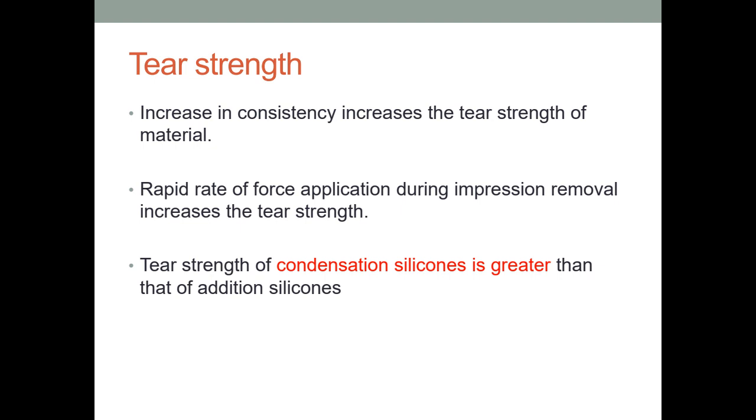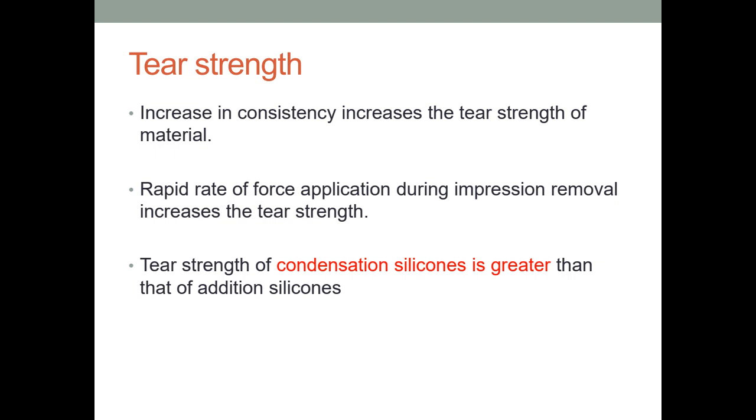Then we come to tear strength. An increase in consistency increases the tear strength of the material. A rapid rate of force application during impression removal increases the tear strength. The tear strength of condensation silicone is greater than that of addition silicone. First, we need to understand where tear strength actually comes into play and where it is being used. When you are making an impression of a prepared tooth, we are recording the impression beyond the margin because the material needs to flow there.